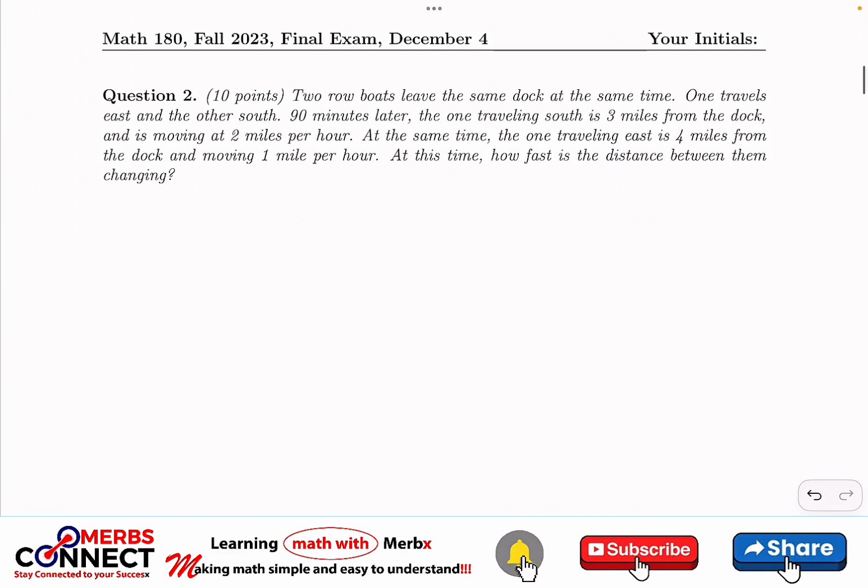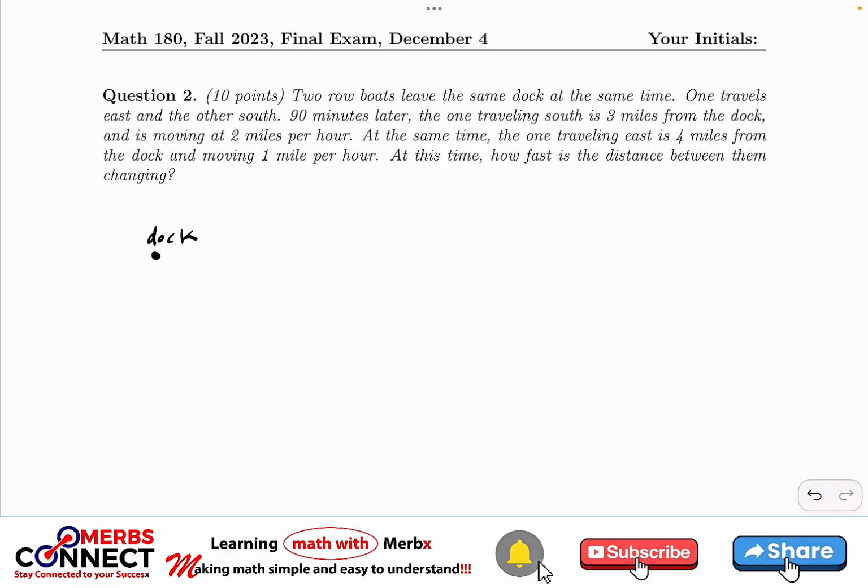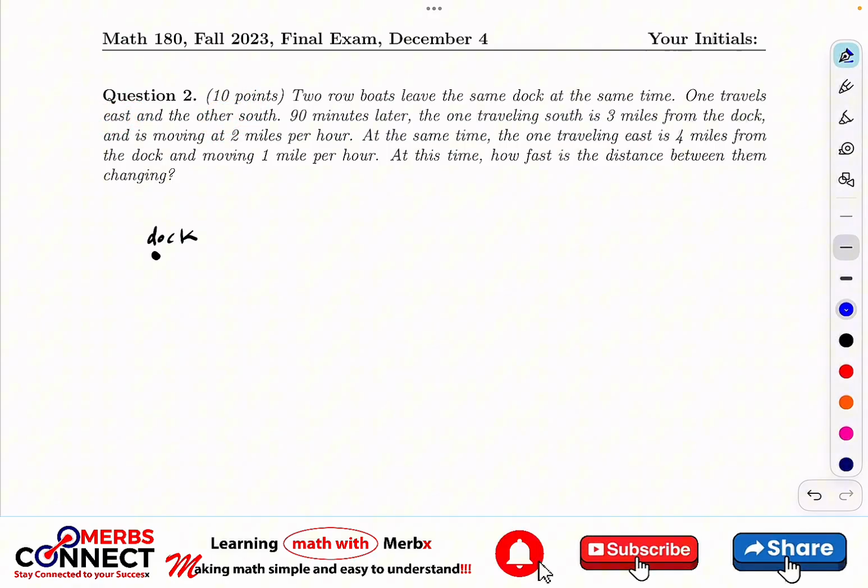Good. Now let's move to the next question, which is question 2. In question 2, we have two robots leaving the same dock at the same time. Let's assume that we have something here. Let me assume that this is my dock here. Now one is going east and one is going to the south. Let's assume that this is going to the south, right? And this is also going to the east. Let's have something like this.